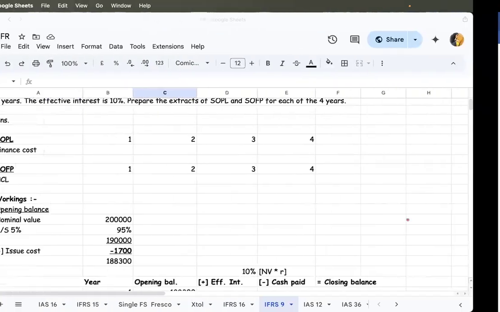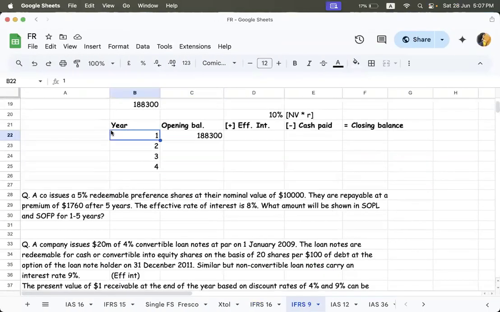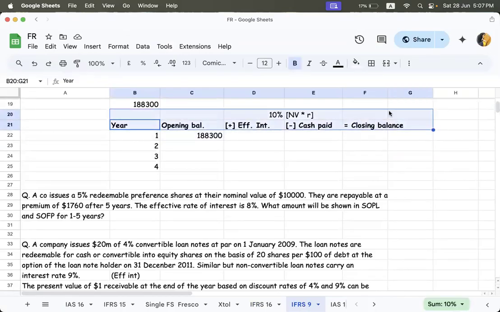And at the year end, what we do is the amortized cost method. So what is the amortized cost method? It is nothing but this table. It's not something that is very big to understand. It is just this table.